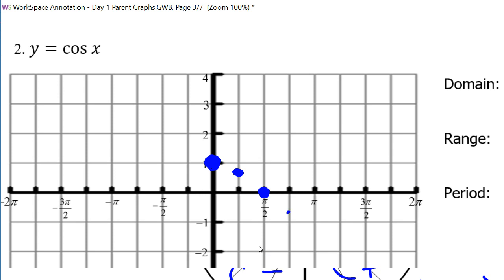What is the cosine for pi? Negative 1. And what's the cosine for 5 pi over 4? Negative 0.7. And what's the cosine for 3 pi over 2? 0. What's the cosine for 7 pi over 4? 0.7. And what's the cosine for 2 pi? 1. And there is one complete cycle or period for the cosine parent function.